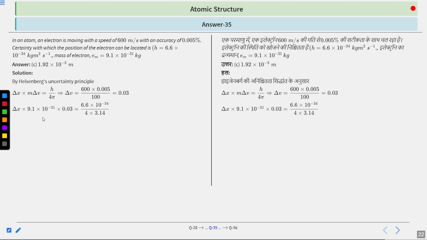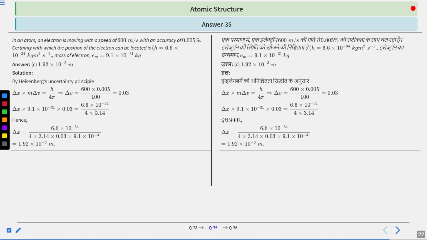Now putting this value here, delta x multiplied by 9.1 into 10 to the power minus 31, which is the mass, and delta v, which is 0.03, is equal to h by 4 pi. Therefore, 6.6 into 10 to the power minus 34 by 4 into 3.14. That will be further calculated for delta x. If you cross multiply here, your answer will be 1.92 into 10 to the power minus 3 meter. So this will be your correct answer.